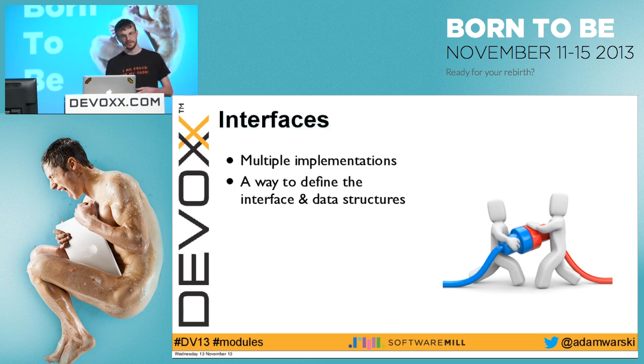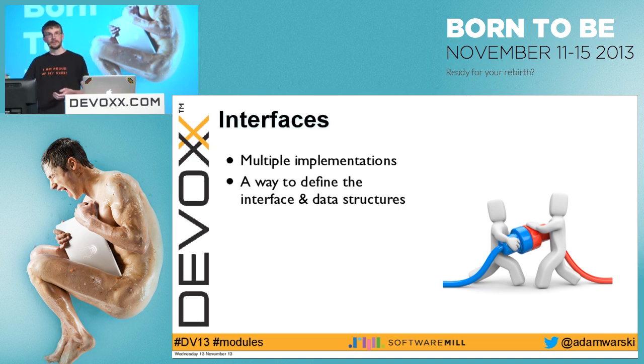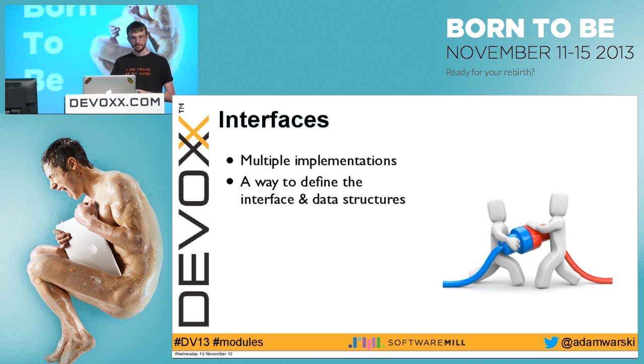Interfaces. That's, I guess, quite an obvious one. So we would like our modules to define a way how we could define an interface, how we could define the data structures that the interface accepts and returns. And we would like to be able to make multiple implementations of our interfaces, right? So obviously classes are a very good example here. We have interfaces in Java, we have traits in Scala. We can implement these interfaces multiple times in different ways.